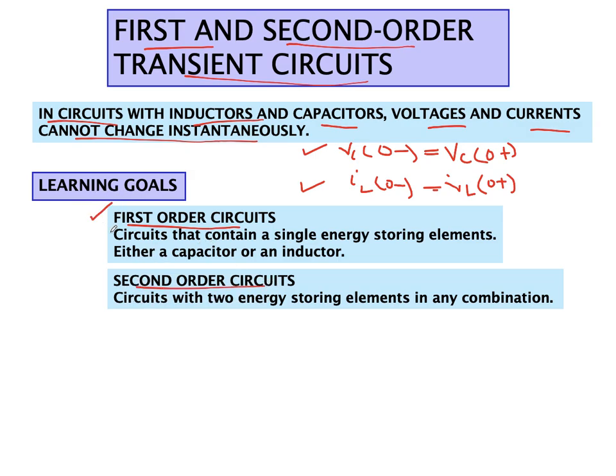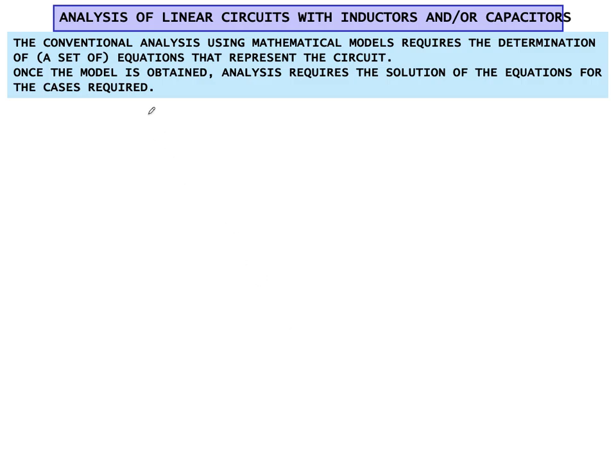When we say first order circuits, these are the circuits that contain a single energy storage element. These energy storage elements could be a capacitor or an inductor. The second part of this chapter would be about second order circuits, and these are the circuits where you have two energy storing elements, and these two elements could be two capacitors, two inductors, or a capacitor and an inductor. So let's talk about the analysis of linear circuits with inductors and capacitors.